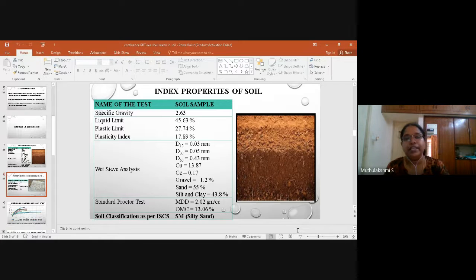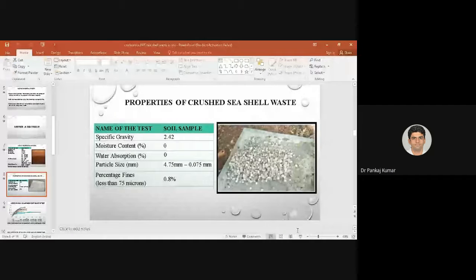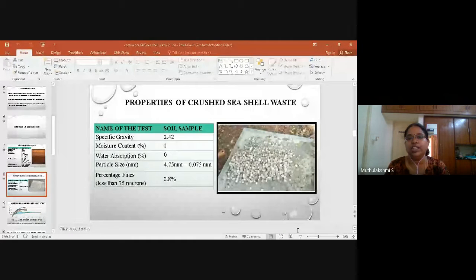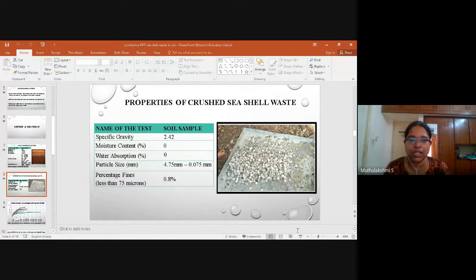These are the index properties of the soil. Based on the Atterberg's limit tests, the liquid limit, plastic limit and plasticity index values, and wet sieve analysis, the soil was classified as silty sand. These are the properties of crushed seashell waste. The specific gravity of the crushed seashell waste was found to be 2.42. The shells were dried and then used, so moisture content was 0%, and the water absorption test also gave 0%.